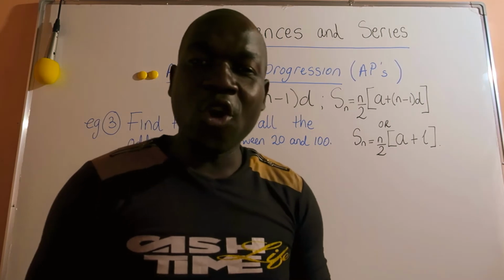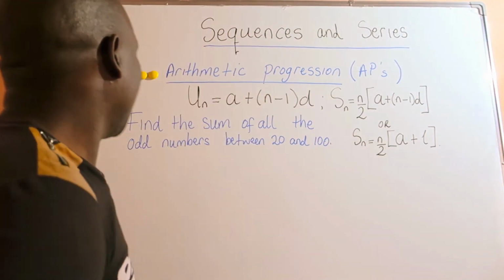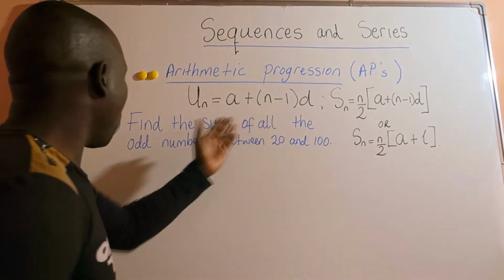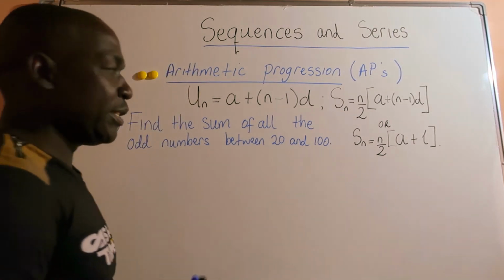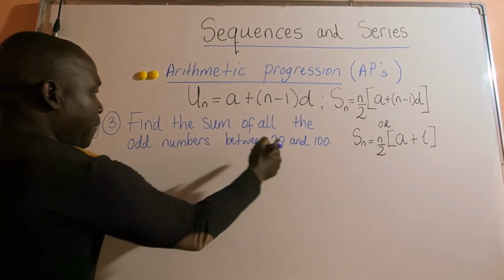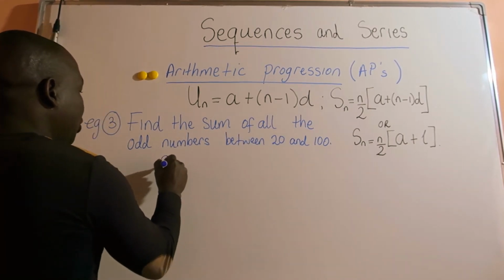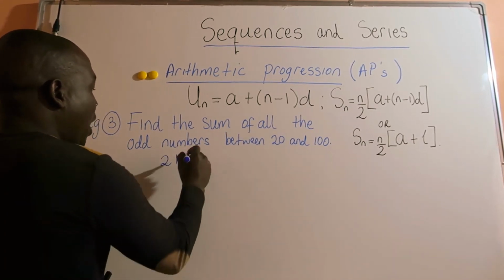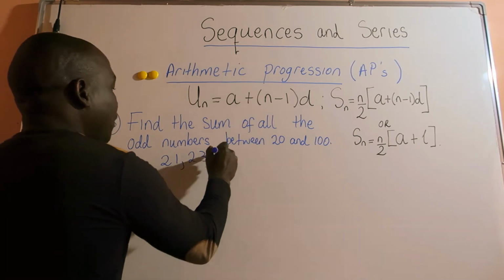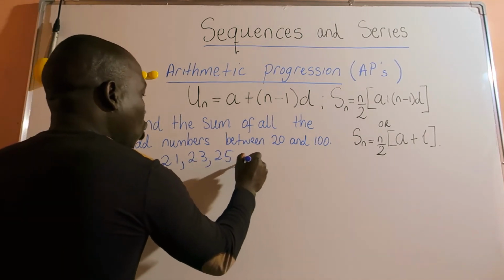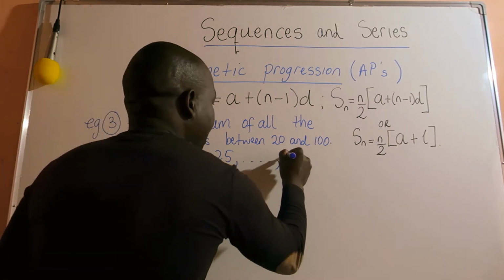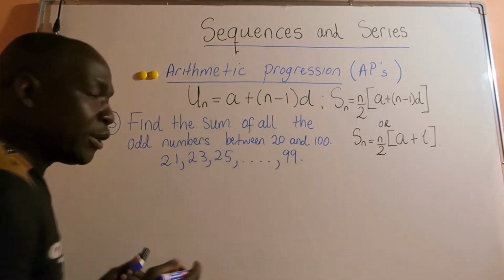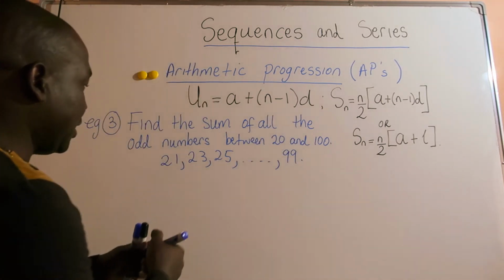Now, going on to example 3. Now, find the sum of all the odd numbers between 20 and 100. So try to list them down. So you want to say the first odd number there would be 21. So 21, then 23. Then 25, and it goes on until the last one, which is going to be equal to 99. So try to list them down first so that you see a pattern.